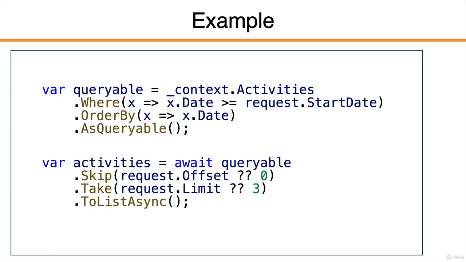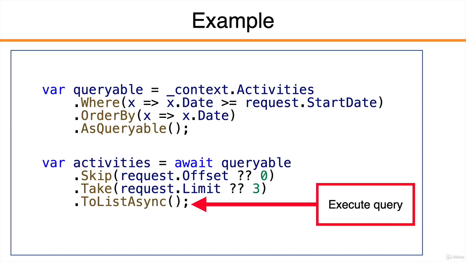And still, nothing goes to the database. It's only when we execute the ToListAsync that this expression tree is sent to our database as a query, and then it returns the results. So the idea of this is simply deferring the execution of our query.